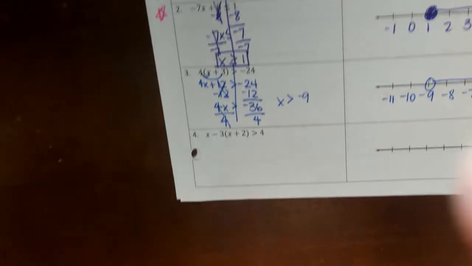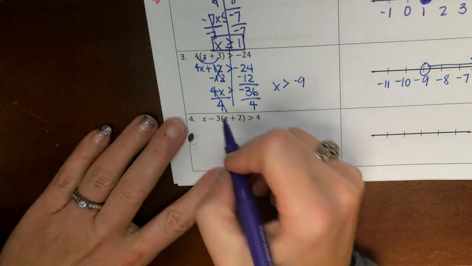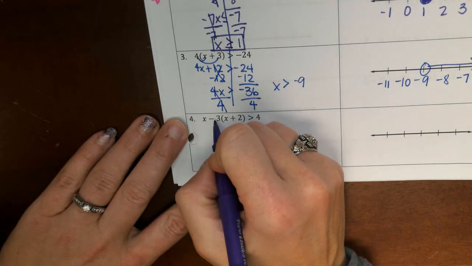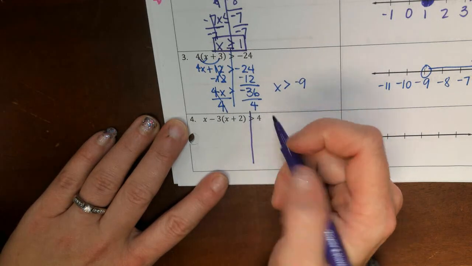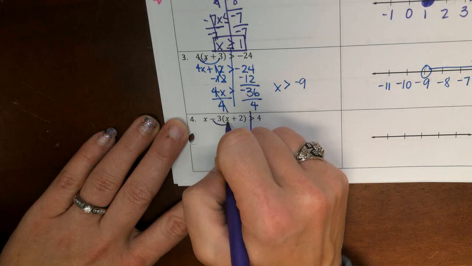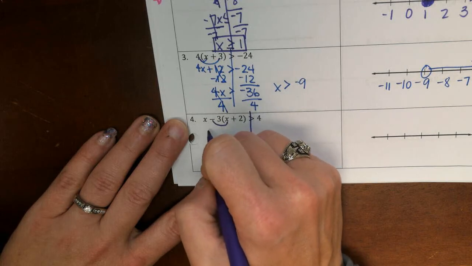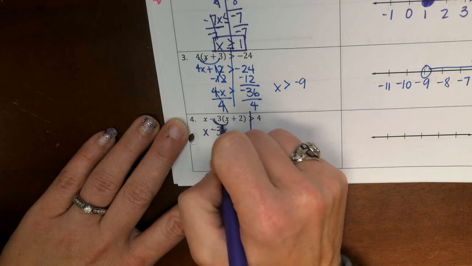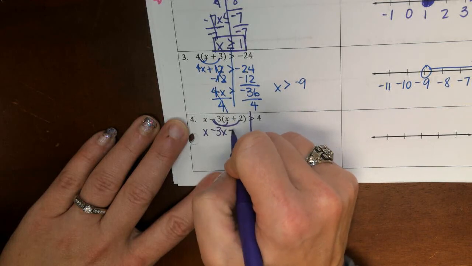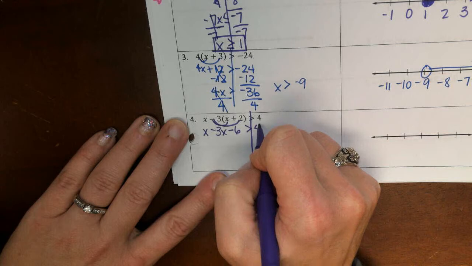Okay? Last on this page. Negative 3 times x plus 2 is greater than 4, with an x in front. So we're going to distribute this negative 3. Negative 3 times x is, first we need to pull down the x. Negative 3x. Negative 3 times 2 is negative 6. It's greater than 4.